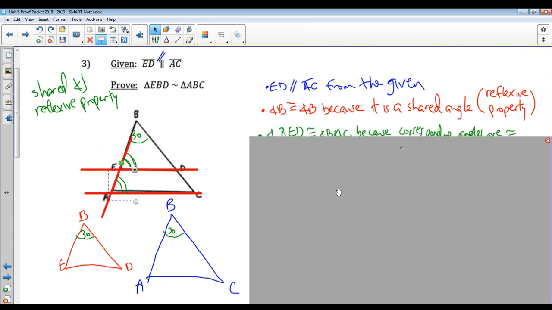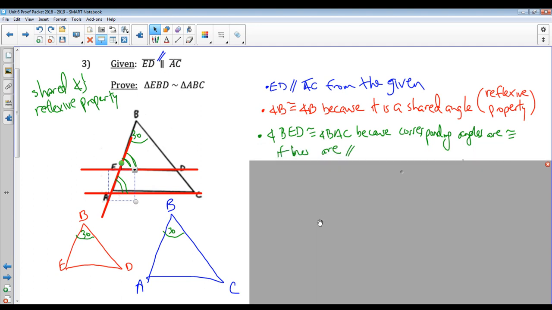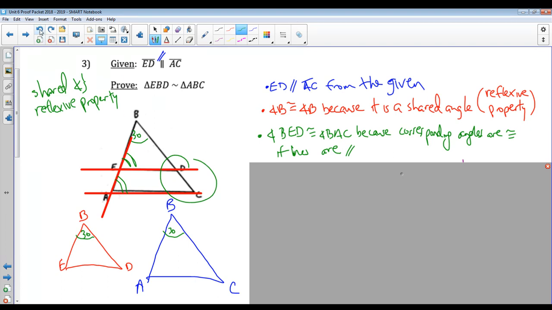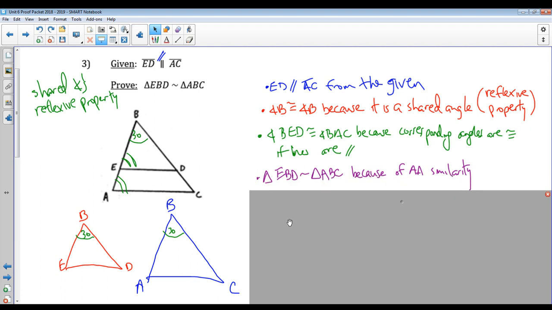Okay, but that's the next piece that we can discuss in our proof. And I could have picked the other ones. I could have picked the angles over here. I just happened to pick the ones on the left. But I know that angle BED is congruent to angle BAC because corresponding angles are congruent if lines are parallel. Okay, so the parallel lines are going to be coming up a lot this unit.